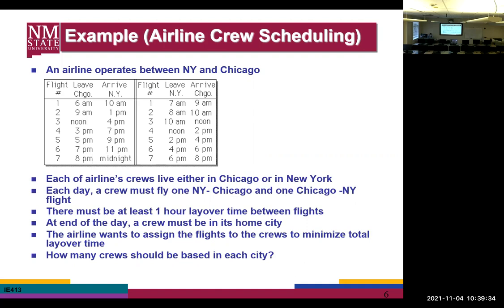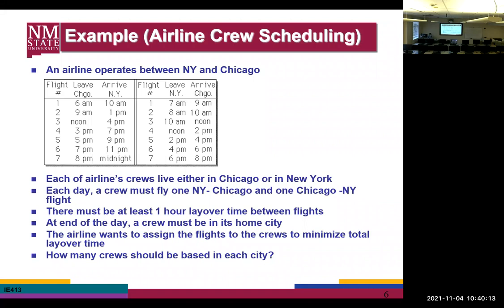So first, each of the airline's crews lives either in Chicago or in New York City. And each day, the crew must fly one New York to Chicago flight and one Chicago to New York flight. Okay? And there must be at least 1 hour layover time between flights. And at the end of the day, the crew must be in its hometown, okay, home city.